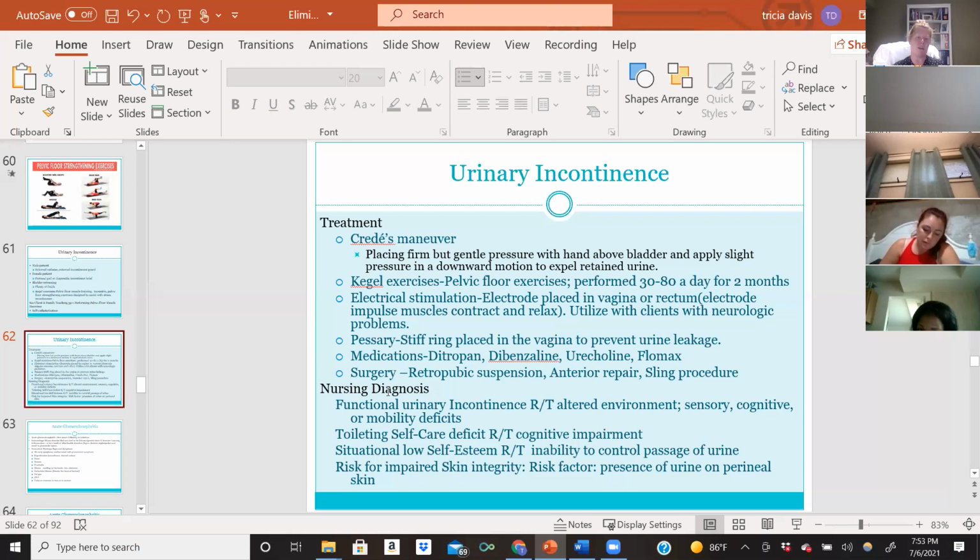So nursing diagnoses, we have functional urinary incontinence related to altered environment, so sensory, cognitive, or mobility deficits. Toileting self-care deficit related to cognitive impairment, situational low self-esteem related to inability to control passage of urine, risk for impaired skin integrity, risk factor, presence of urine on perineal skin.